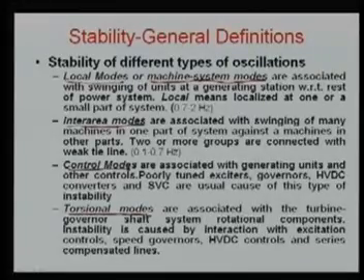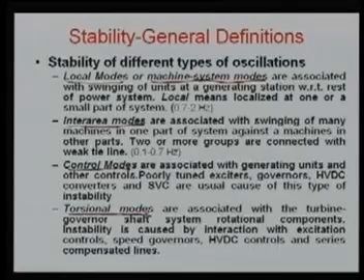Now, let us see what the local mode is. The local modes are associated with the swinging of units at a generating station with respect to the rest of the power system. Local means localized at one or a small part of the system, and the frequency of oscillation is normally 0.7 to 2 hertz.